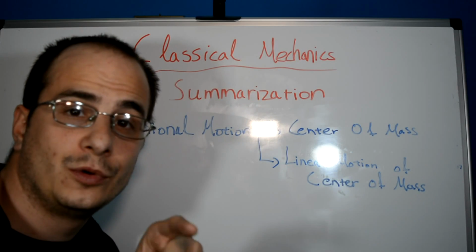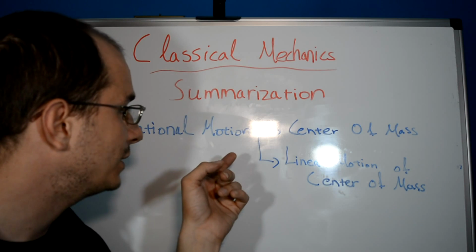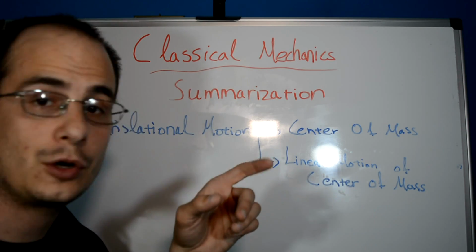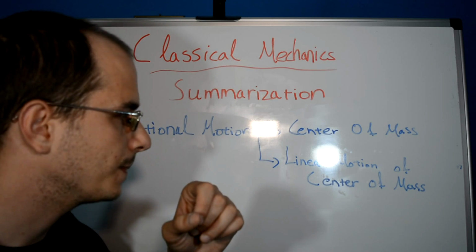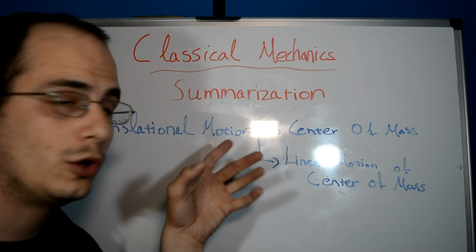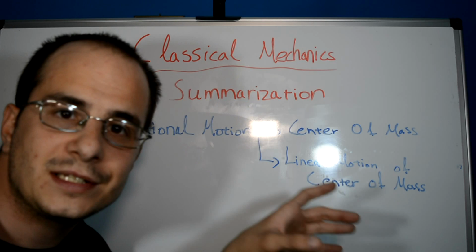And now let's move to the translational motion. In order to understand the translational motion, first of all we discussed the concept of center of mass. And then we understood that the translational motion of a rigid body is the linear motion of its center of mass.